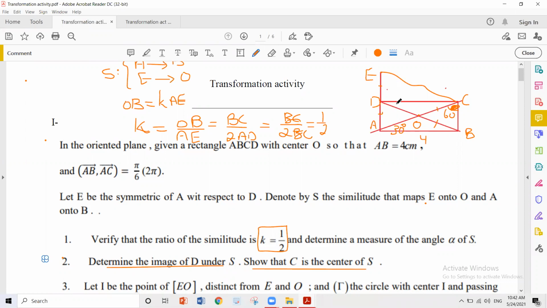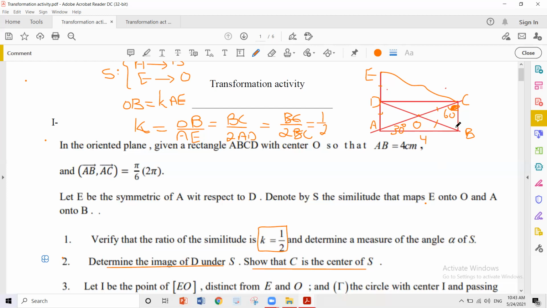Isosceles. Is equilateral. Yes, it's 60. EAC is equilateral. Then the image of the equilateral triangle is an equilateral triangle. EAC is equilateral. Its image is an equilateral triangle.